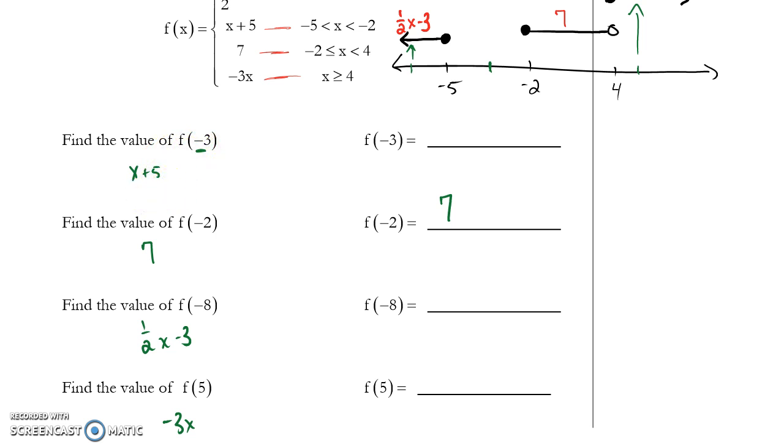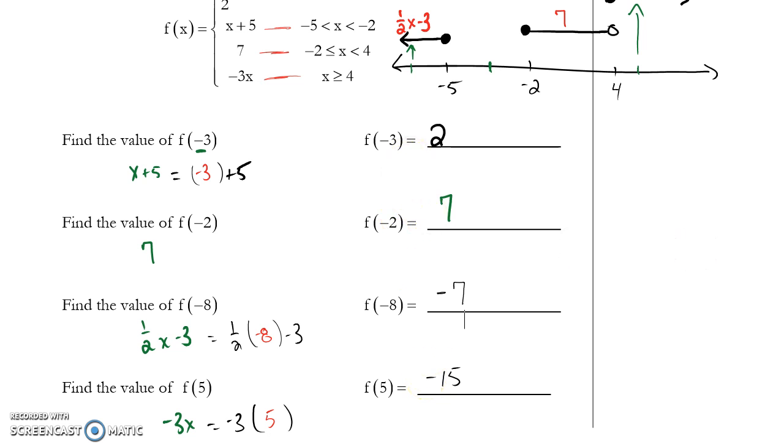So go ahead and pause. Answer those 4 questions, or the 3 that are remaining, and unpause to check your work. So when I plug -3 into x plus 5, I get +2. When x is -2, based on my function rule up here, my function is 7. When I plug -8 into 1/2 x minus 3, I get -7. Make sure you double check that in your calculator if you got it wrong. And when I plug 5 into -3x, I get -15.